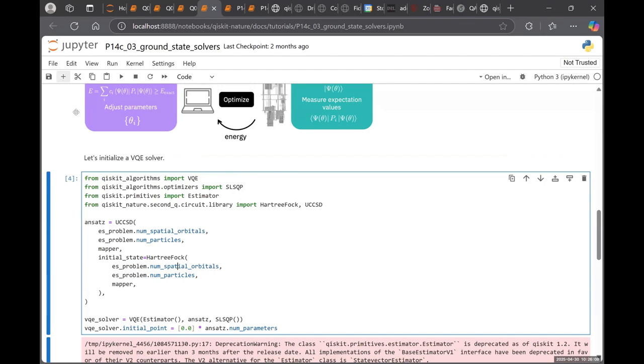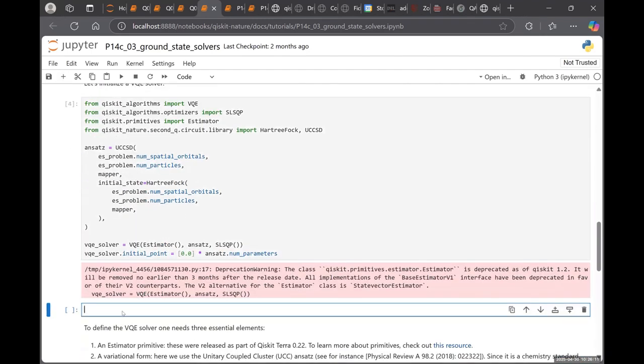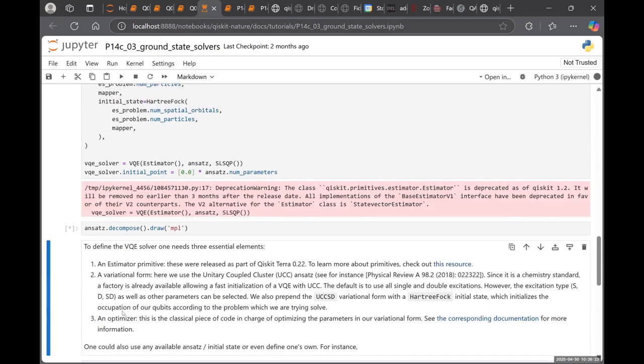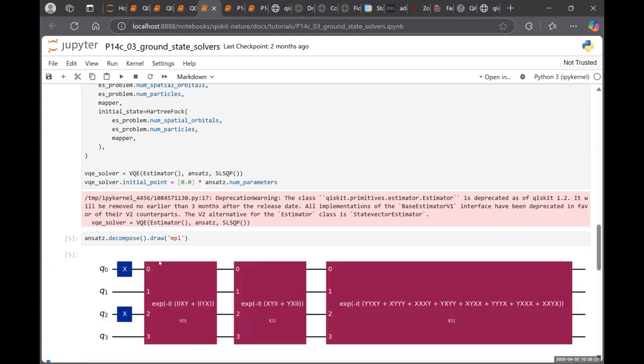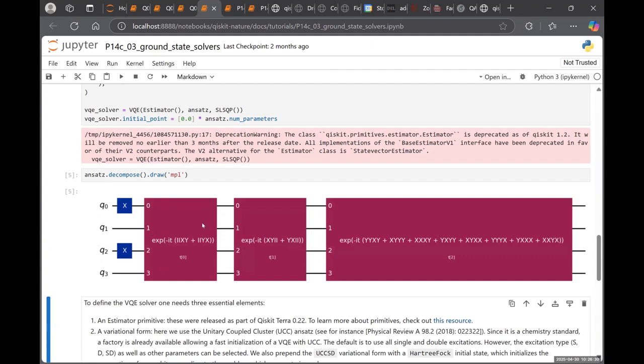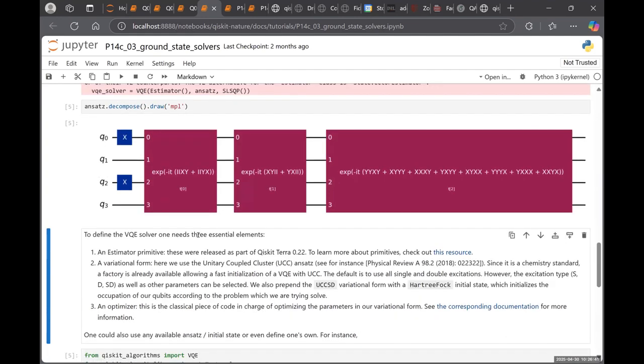The ansatz, that maybe we decompose and then draw. Okay. You see that this is the circuit, and there is this parameter here, another parameter. So there are 3 parameters in the VQE. Okay.